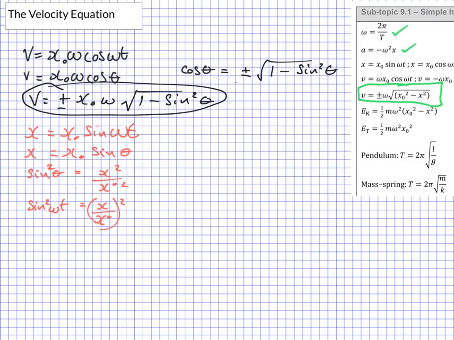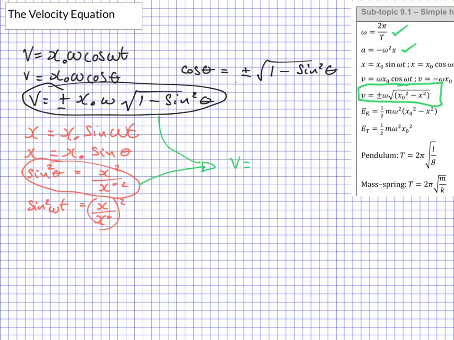My last job is to combine these two equations. I'm going to take my sine squared theta, or it could be sine squared omega t, it doesn't matter which version you have, combine these together and then simplify it down. So let's go ahead and do that. We're going to take these two, merge them together, and get our velocity equation.